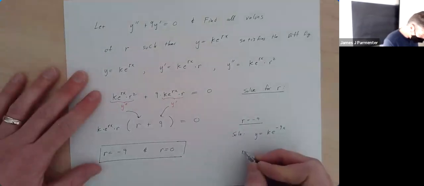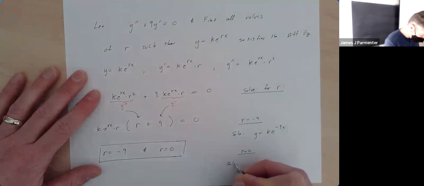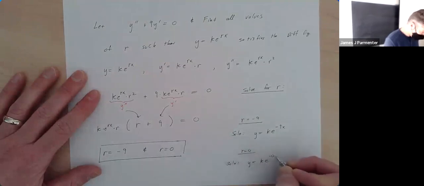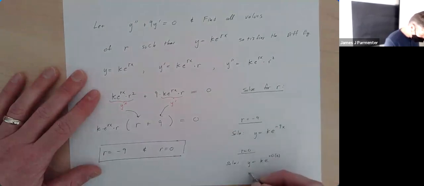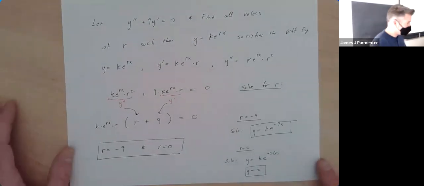And if r equals 0, the solution is actually a little more boring. The solution is y equal to ke to the 0 times x, which is just y equals k. And it is a solution, it's just a not very exciting one, right?